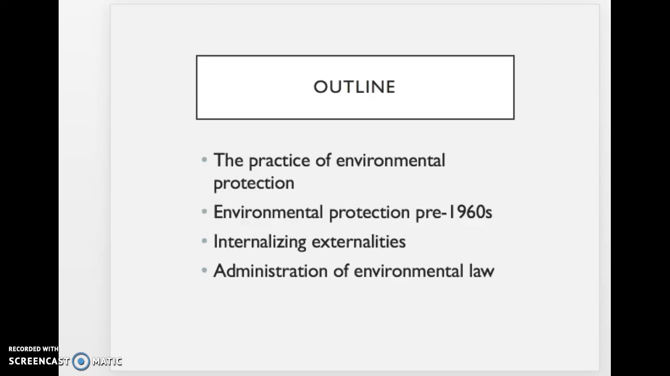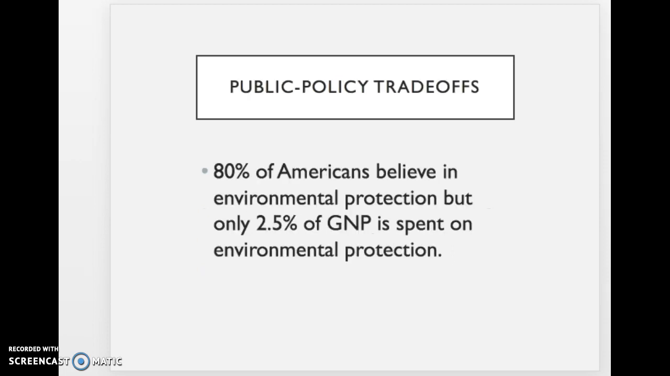We'll talk a little bit about environmental protection pre-1960s, how the law was applied to protect ourselves from pollution, from environmental degradation, how to protect the ecosystem before there were large-scale environmental statutes that did that for us. We'll talk about internalizing externalities, which I've already introduced to you, and the administration of environmental law. So I'll basically give you a laundry list of different types of federal agencies and their responsibility over certain statutes. So let's get right into this.